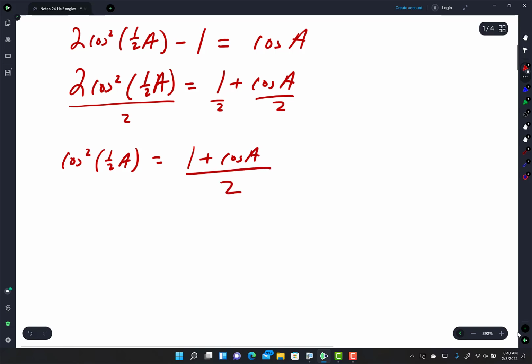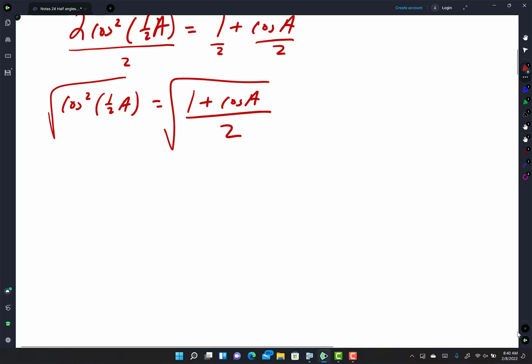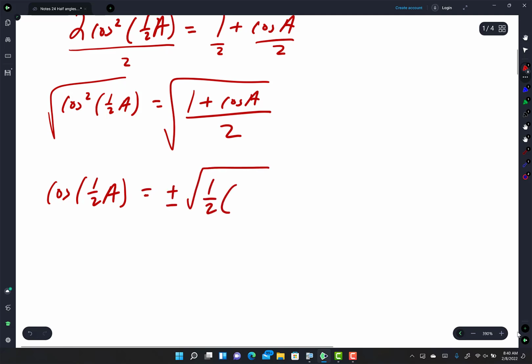In a little bit, we're going to factor out that half. And the last thing I need to do is get rid of that square. How do I get rid of the square? Square root. And I think Delta Math has the formula written that way, because I just looked at it a little while ago. But these notes have it written this way, with the half in the front: plus or minus the square root of the half times 1 plus cosine A. And I kind of like this way better, to be honest. And there it is, we derived the formula.